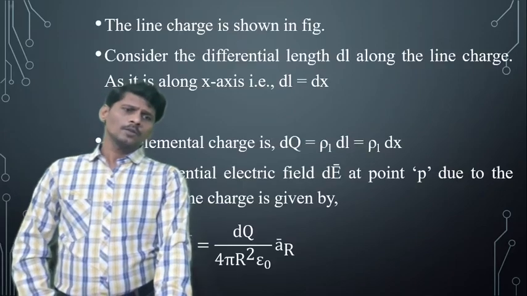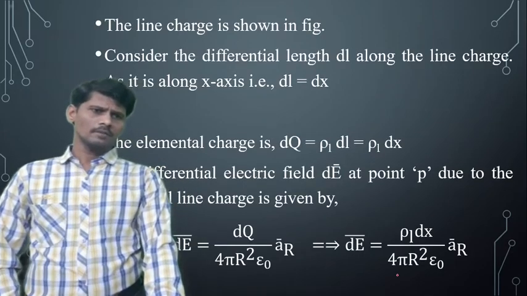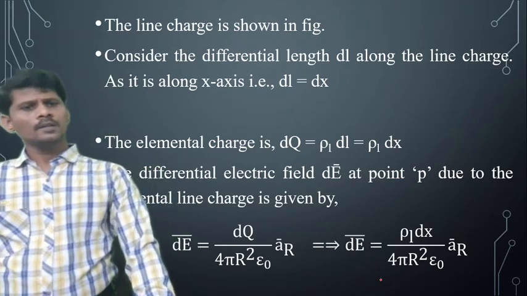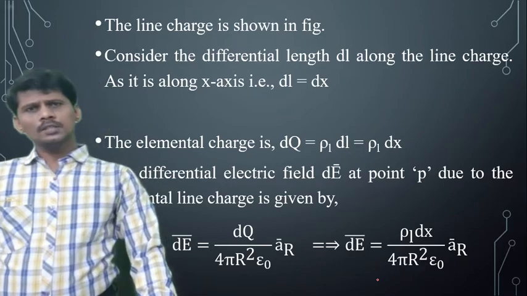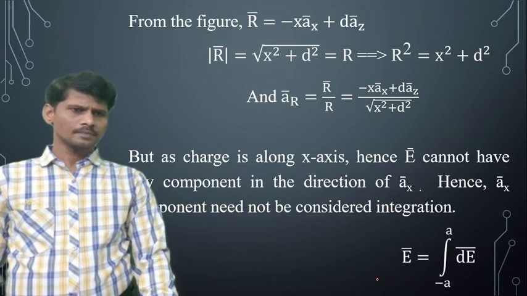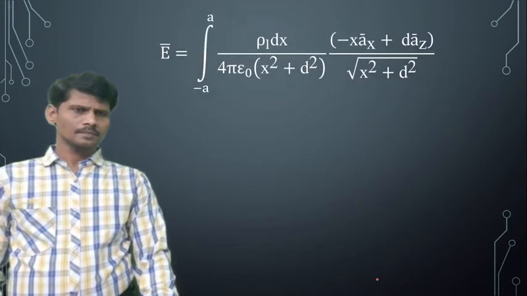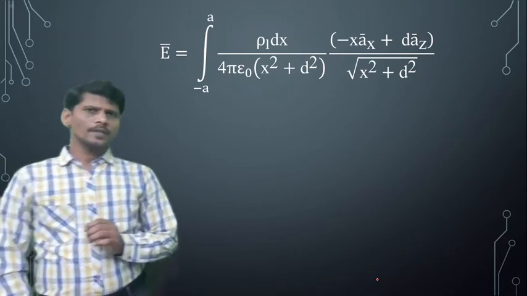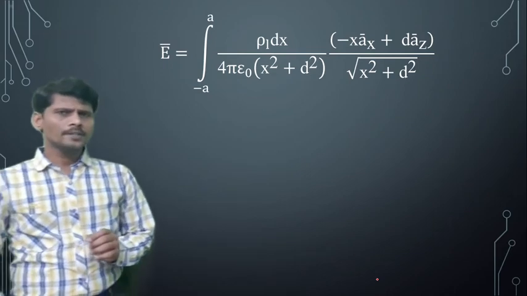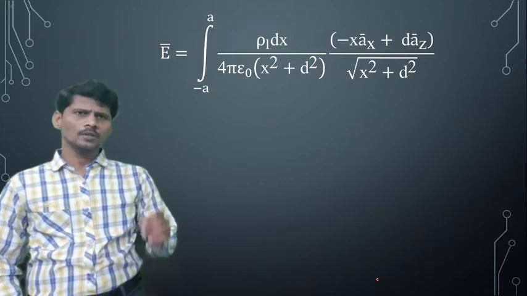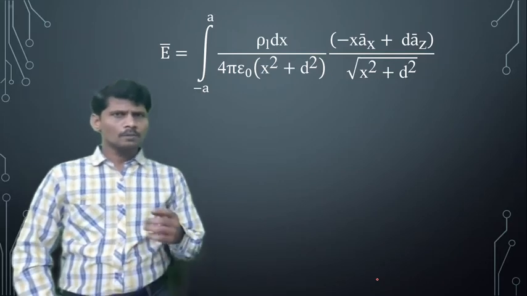Substitute R bar and R value into this equation, we get the differential electric field intensity at point P due to the elemental line charge, dE bar is equal. So dE bar is the differential electric field intensity. How to calculate the total electric field intensity? Integrating on both sides. So that is the total electric field intensity E bar is equal to integral dE bar, and substitute dE bar value.